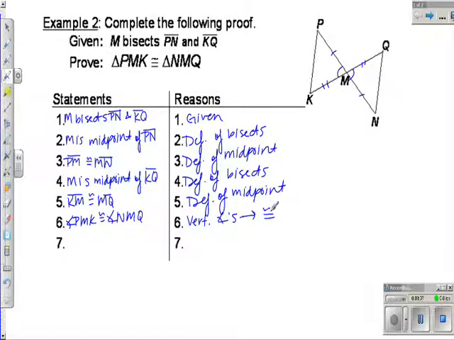Well, from here I can see I have a side, then an angle, and then another side, congruent to a side, angle, side. You always take the shortest path. I wouldn't skip all these angles and sides to go side, angle. You take the shortest path. So side, angle, side is congruent to side, angle, side. So I can say triangle PMK is congruent to triangle NMQ by side, angle, side postulate.